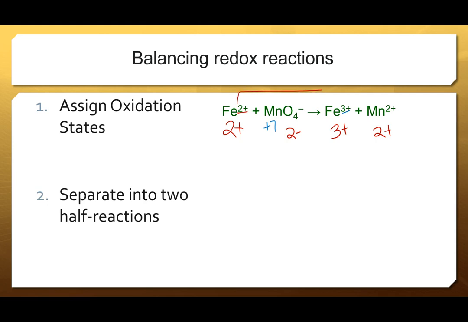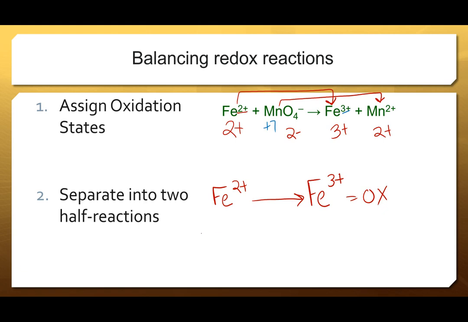Now we want to separate this into 2 half reactions. We're going to keep our irons together and our manganese together. So one of the half reactions is Fe2+ becomes Fe3+. Is this an oxidation or a reduction? Yeah, it's an oxidation. It's losing a negatively charged particle, and that number is going up. So this is going to be our oxidation.